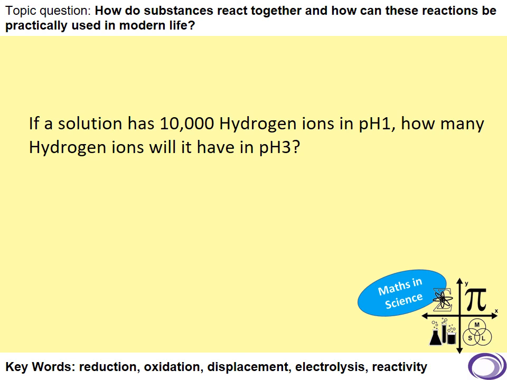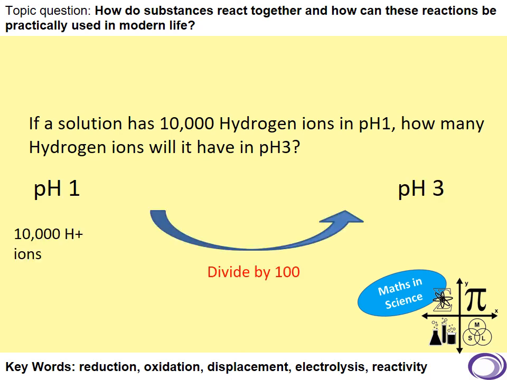Just have a look at another example then. If a solution has 10,000 hydrogen ions at pH 1, how many will it have at pH 3? Well, this time it's changed by 2 orders of magnitude, so you would divide it by 100 and you would have 100 hydrogen ions.